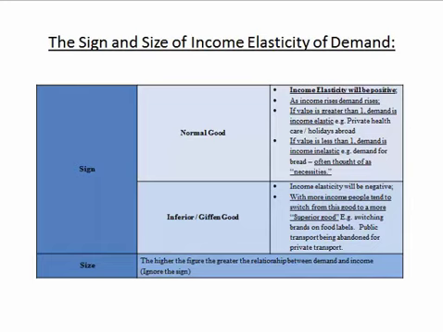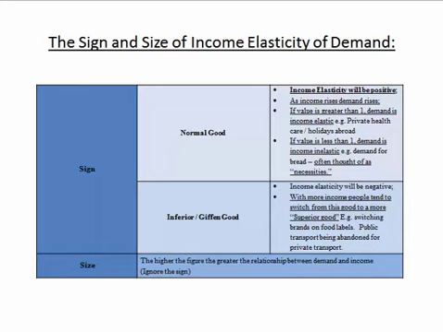With more income, people tend to switch from this good to a more superior good, e.g. switching brands on food labels, public transport being abandoned for private transport. The higher the figure, the greater the relationship between demand and income. Ignore the sign for the size of the effect. I'll say again, the higher the figure, the greater the relationship.